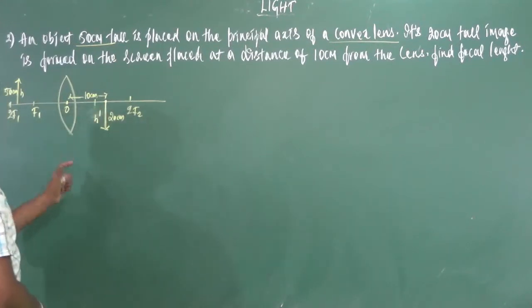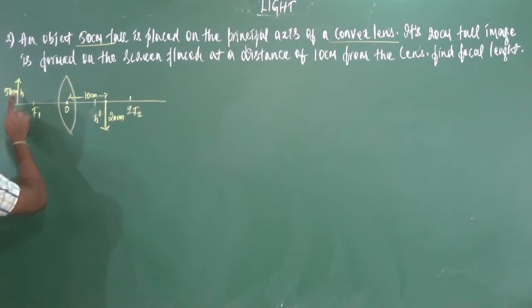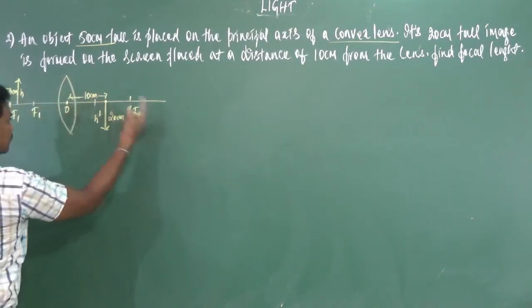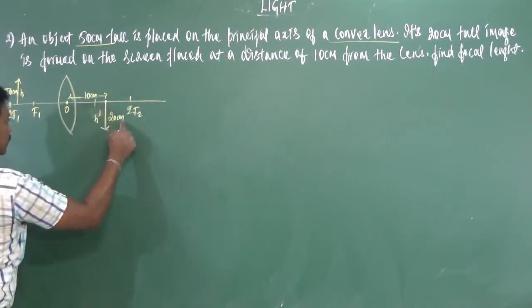Okay, I hope you got the picture now. So this is a convex lens. In front of the convex lens, we have placed an object which is 50 centimeter in height, and the image of this object is falling on the other side of the lens at a distance of 10 centimeters, and the height of the image is 20 centimeters.